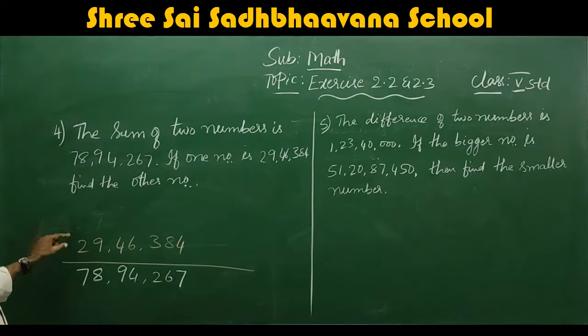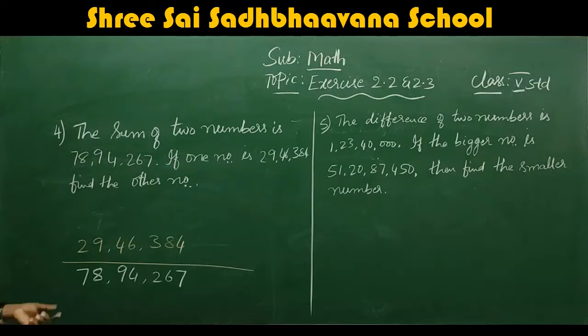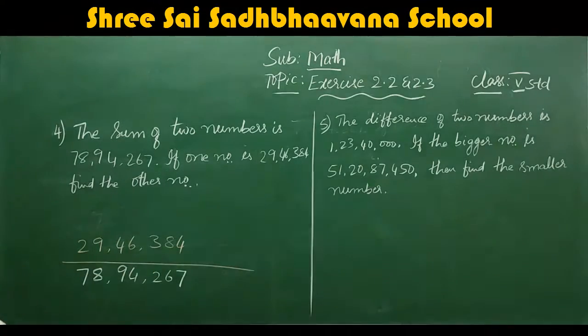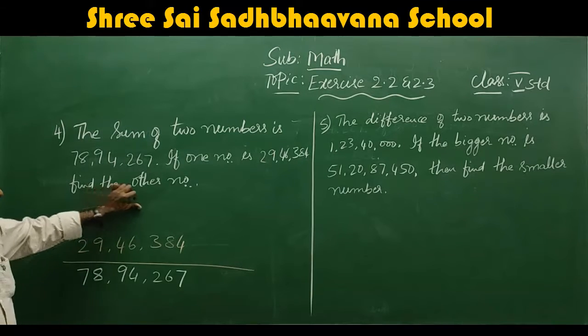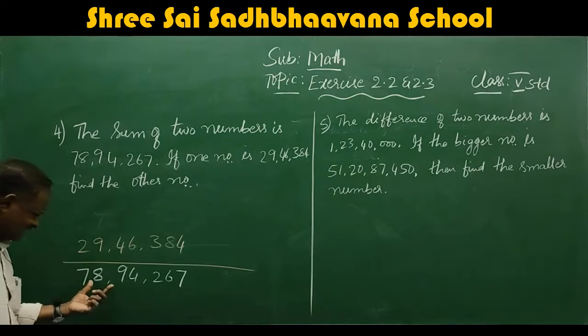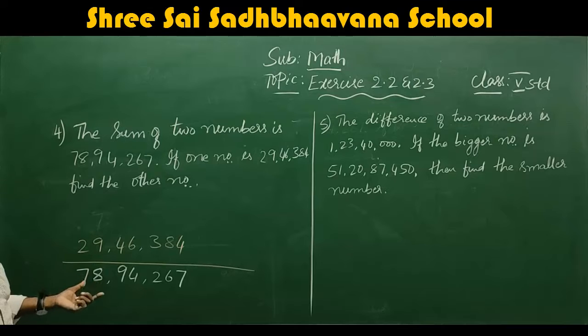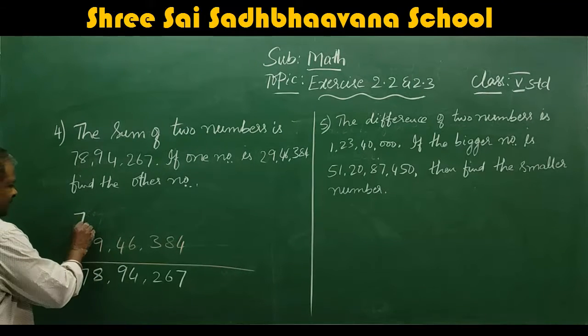The sum of two numbers is 78,94,267. In that, one number is 29,46,384. Just in the way of filling the blanks we will do. Or otherwise, another thing is there. Just subtract this number from this number and you will get the answer. Subtract the smaller number from the bigger number. We will do it in that method also.